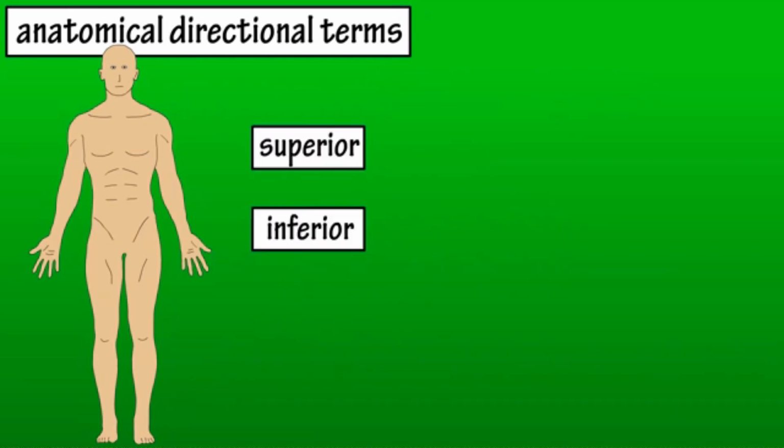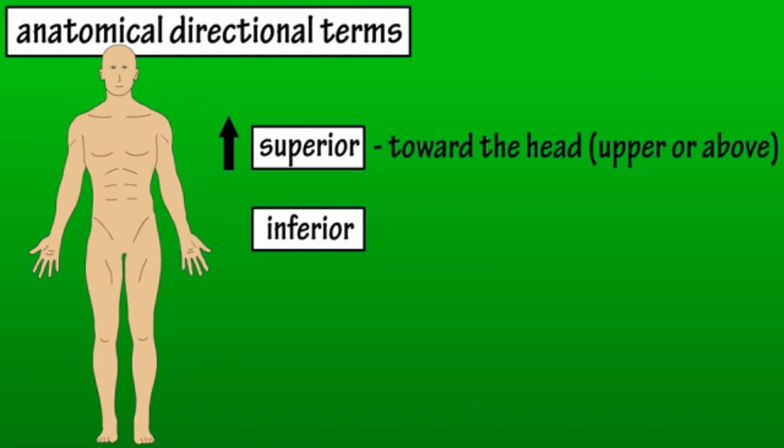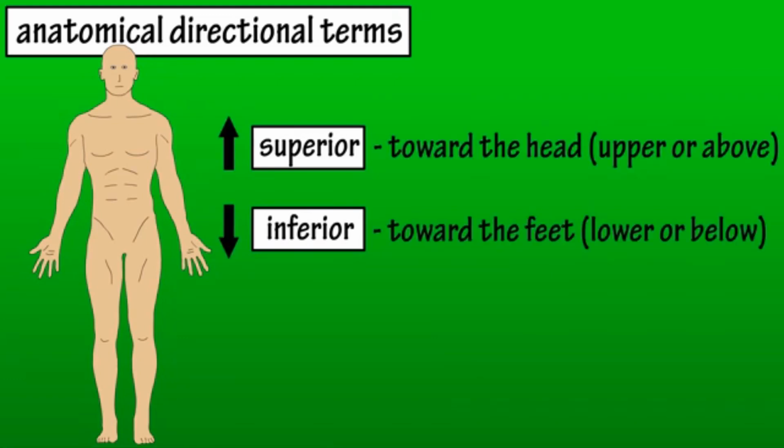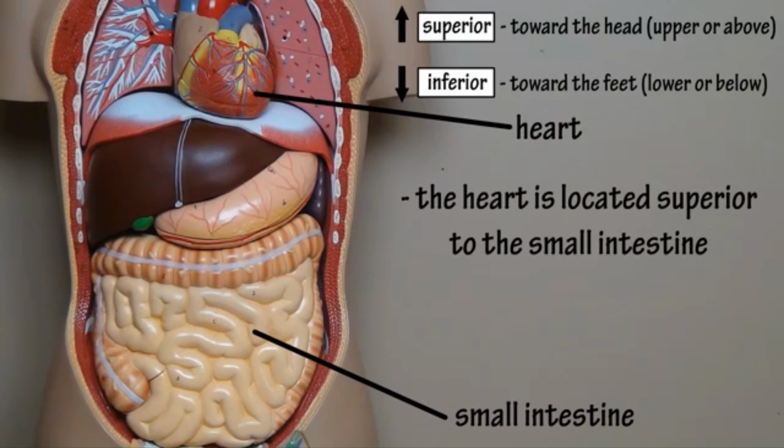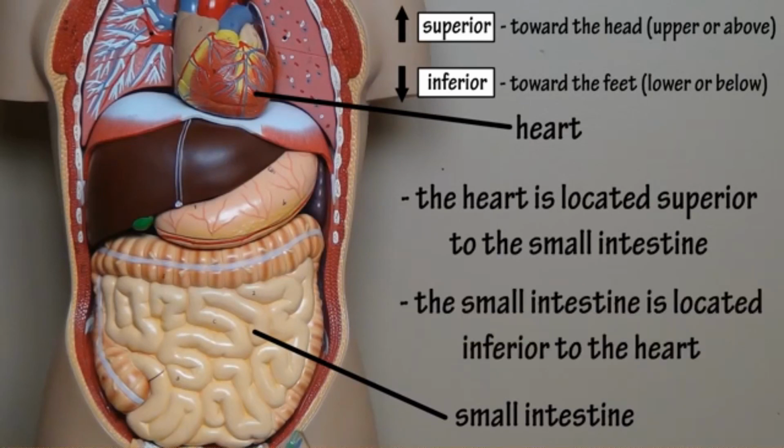We're going to start with superior and inferior. Superior means toward the head, but it can also mean upper or above. Inferior means toward the feet, but it can also mean lower or below. So we would say that the heart is located superior to the small intestine, or we could say the small intestine is located inferior to the heart.